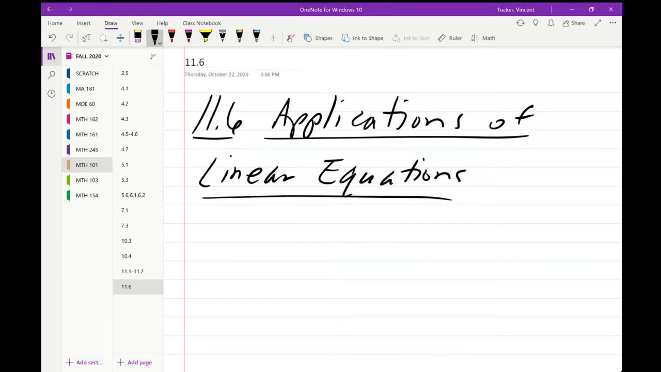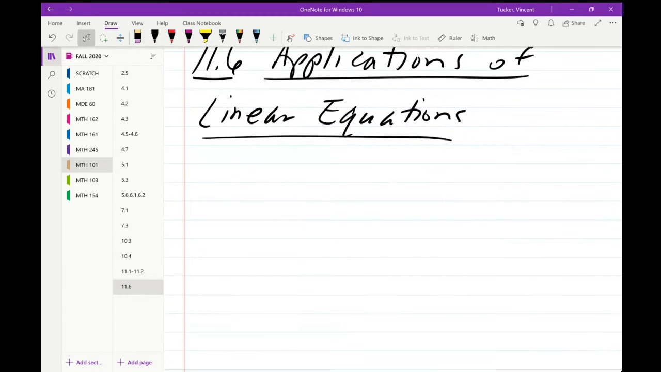All right, so 11.6 applications of linear equations. Have word problems. So I'm trying to see a good way of writing this word problem.